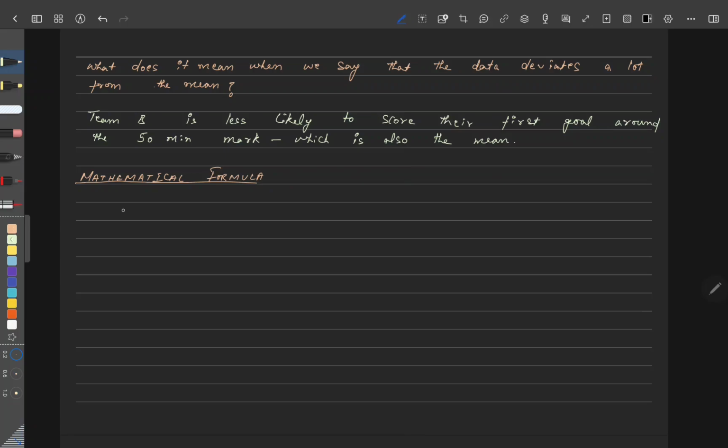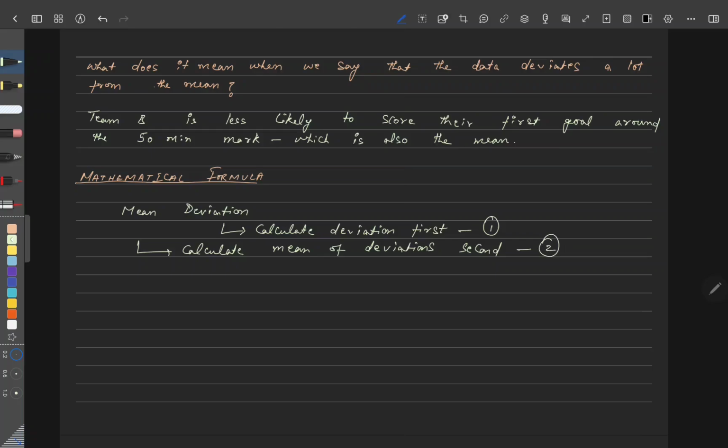Okay, and what we are trying to find is mean deviation, and first in line is deviation. So we need to calculate the deviation first. Calculate deviation first. Calculate mean of deviations second. Okay, so you already know how to calculate mean, right?